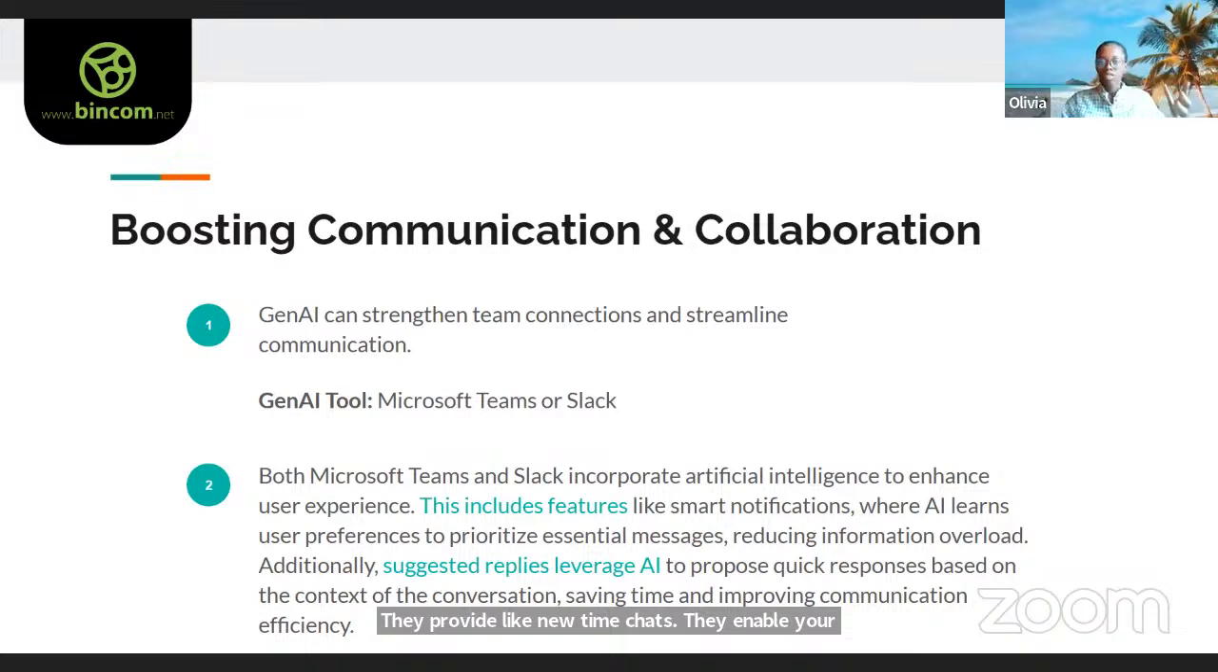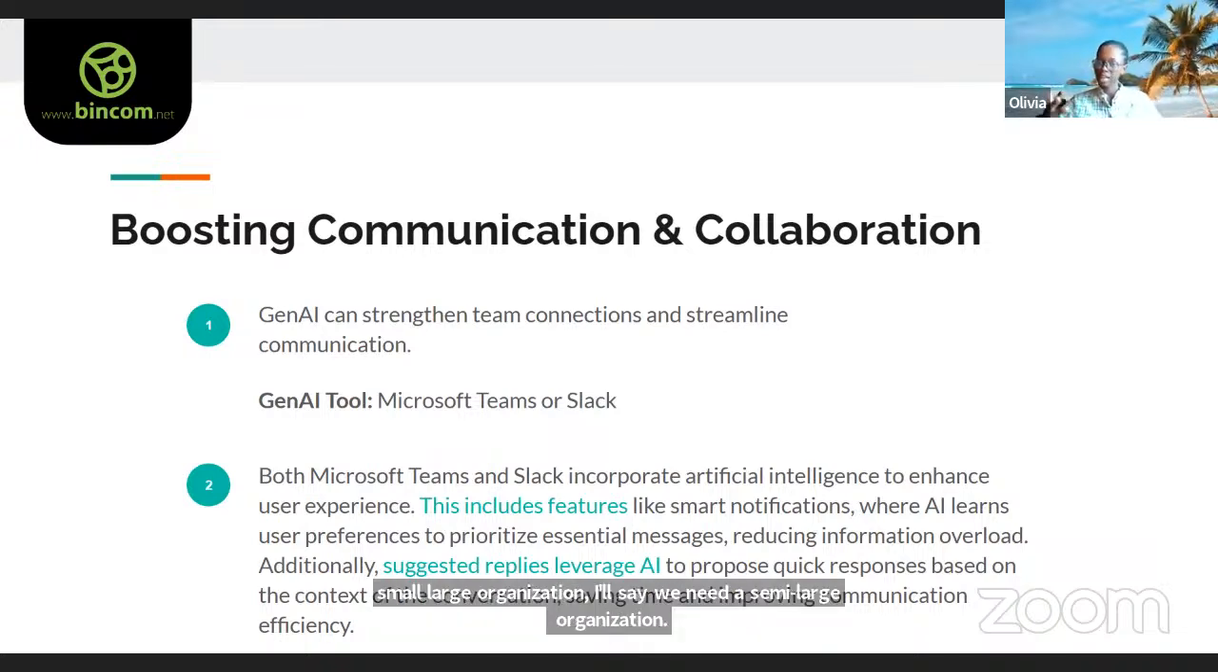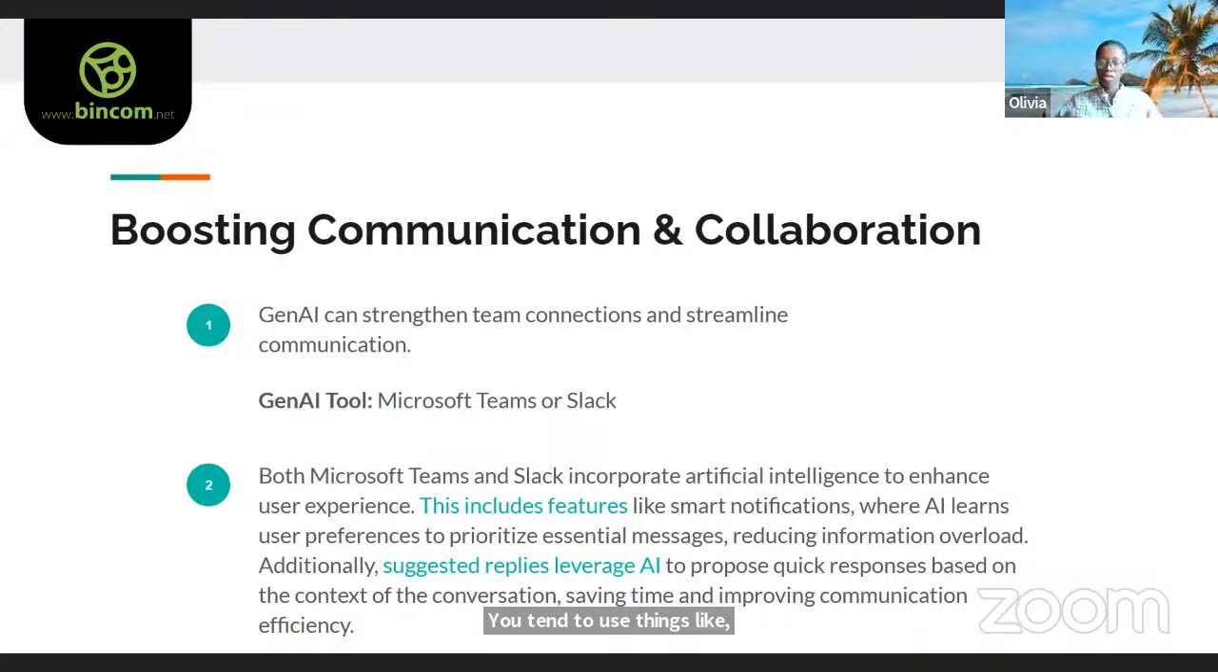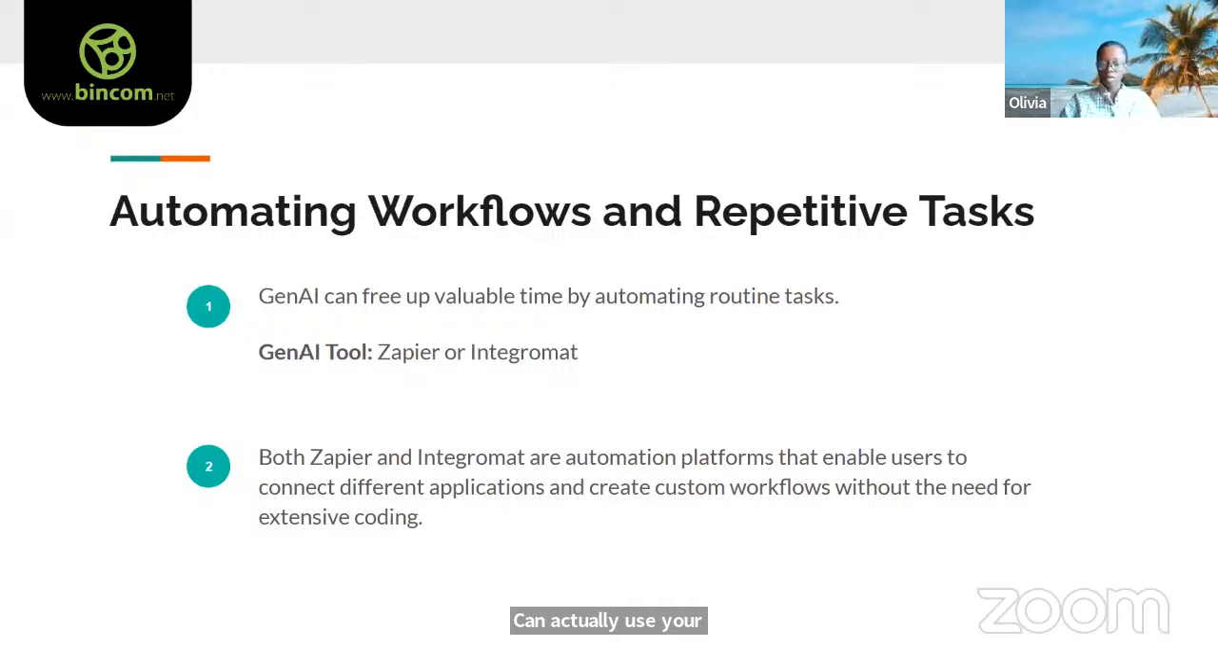So if you work in a small or large organization, I would say a semi-large organization, you tend to use things like Google Workspace, Microsoft Teams, Slack for your communication. So it helps with that. While you incorporate artificial intelligence to enhance user experience through Microsoft Teams and Slack, there are some features that these tools have. You can have things like smart notifications where the AI learns user preferences so that you can prioritize messages. It can also reduce information overload. So integrating tools like this can boost your communication within your team.